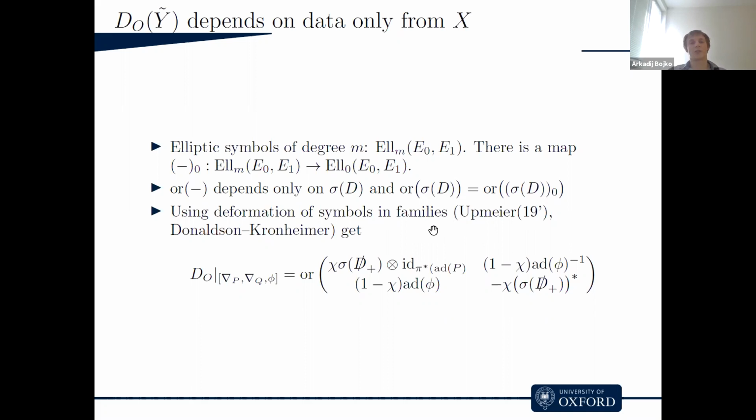So now, using what I discussed, one can use the deformation of symbols in families, as already done in Donaldson and Kronheimer, and recently categorified by Upmeier.